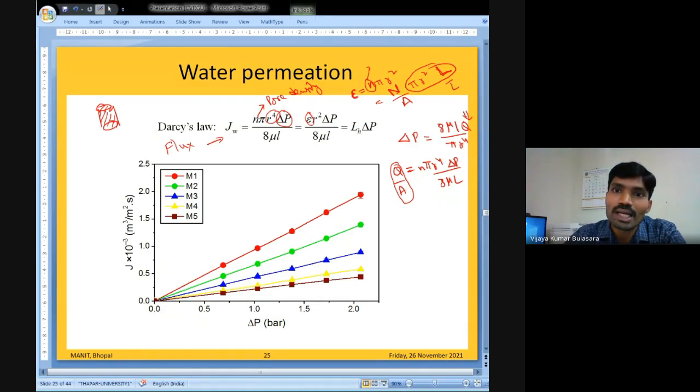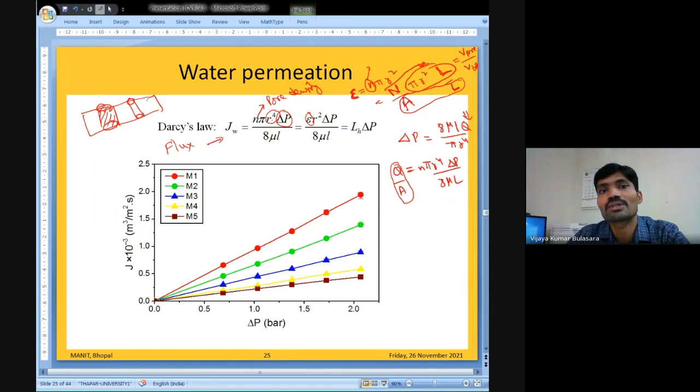Pi r square L is the volume of one pore, into N number of pores, is the total volume of pores, that is the pore volume of the membrane, divided by the cross-sectional area of the membrane into L, the pore length, which is also equal to the thickness of the membrane. Because here we are assuming that the membrane has straight cylindrical pores, the length of the pore is equal to the thickness of the membrane. So membrane thickness into membrane area is the volume of the membrane, that is the total volume. So pore volume divided by total volume is nothing but the porosity. So n pi r square is replaced by epsilon, which is the porosity of the membrane.